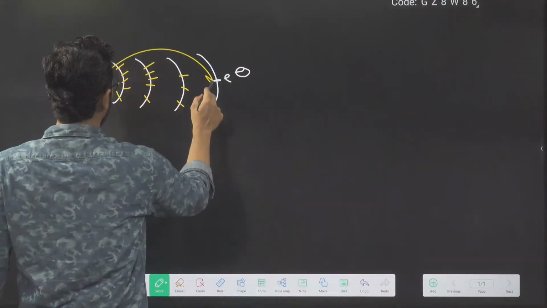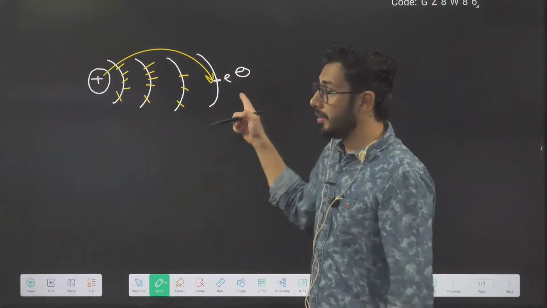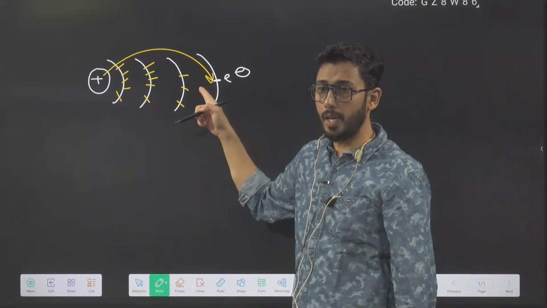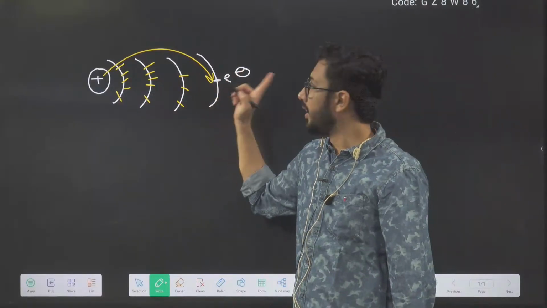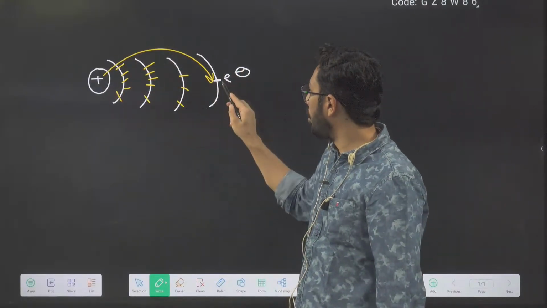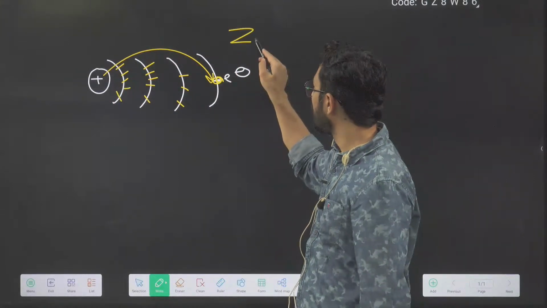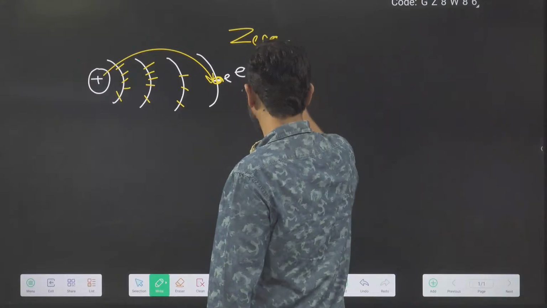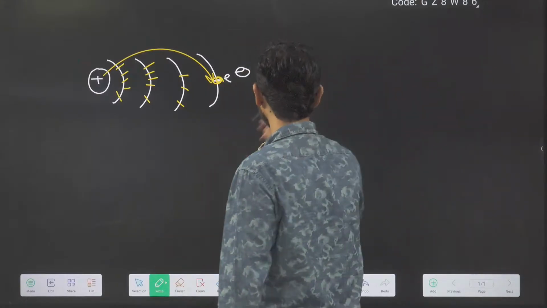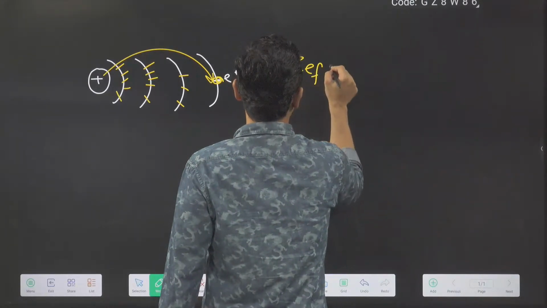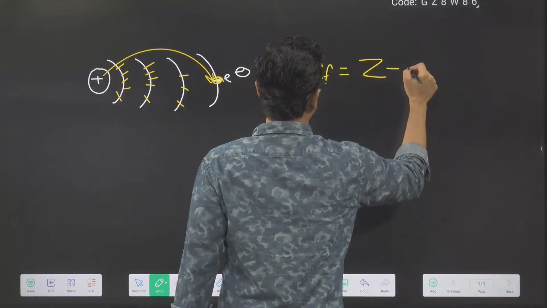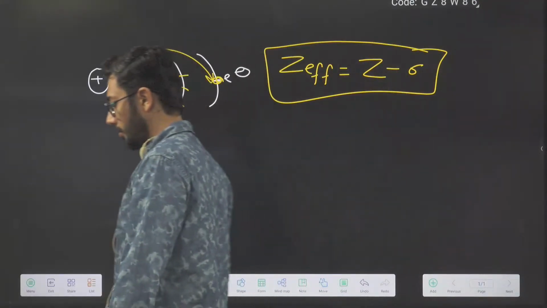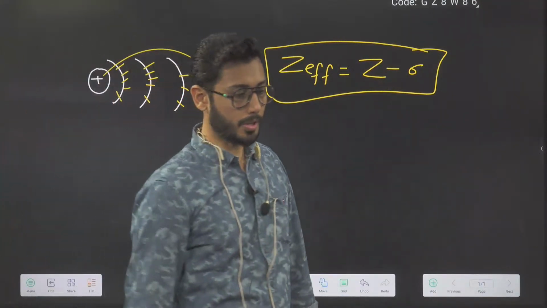This nucleus is attracting the valence electron, and simultaneously this electron is getting the shielding effect and repulsions of the inner shell electrons. So the net attractive force on this valence electron is termed as Z effective, which is equal to actual nuclear charge minus screening constant, or shielding constant, or Slater's constant.